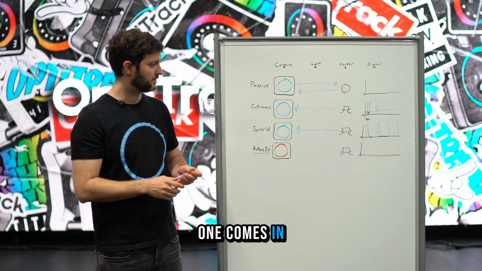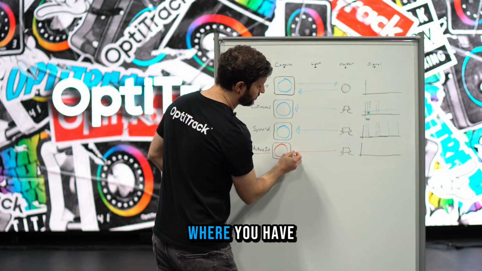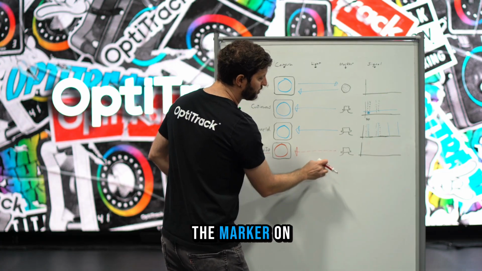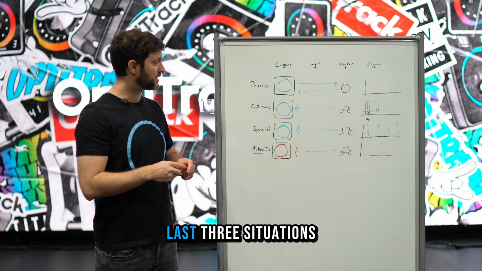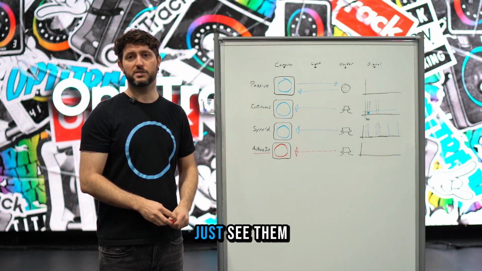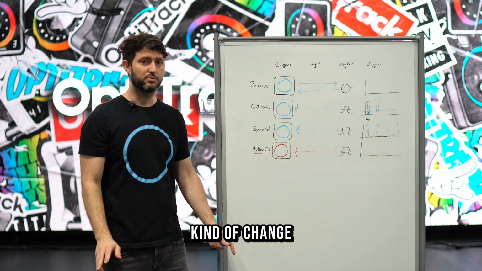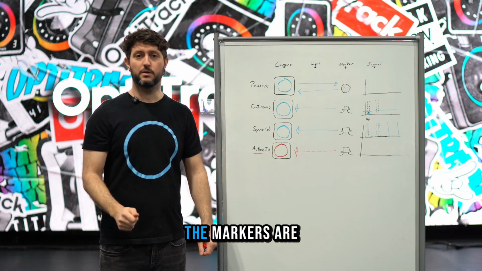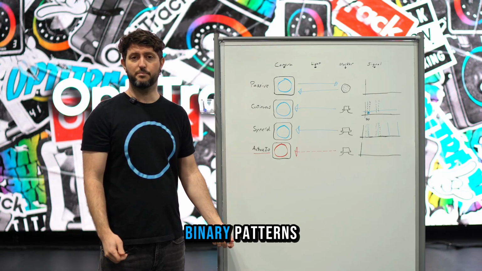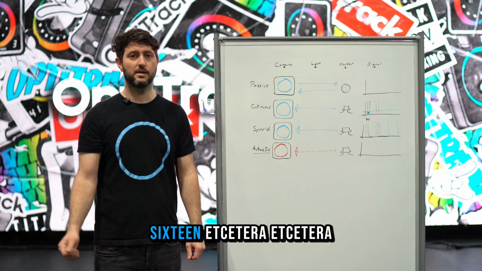And then that's where the last one comes in. The last marker is active I/O. So active I/O works the same way, where you have light going from the marker back to the camera. But in this case, we actually blink the marker on and off between frames. So in the last 3 situations, all of these markers couldn't be identified from each other. The camera would just see them as a bright white spot on its image, and it wouldn't kind of change between frame to frame. With active I/O, the markers are blinking on and off, and so that means that each marker is uniquely identified. They'll blink in binary patterns, so one marker might be ID number 1, or number 2, or 4, 8, 16, et cetera, et cetera.